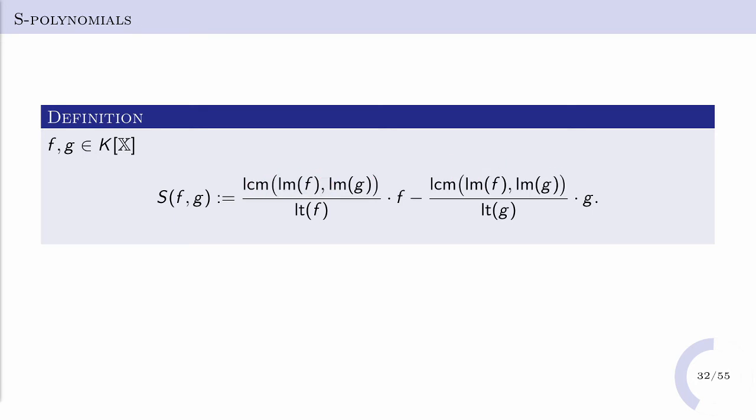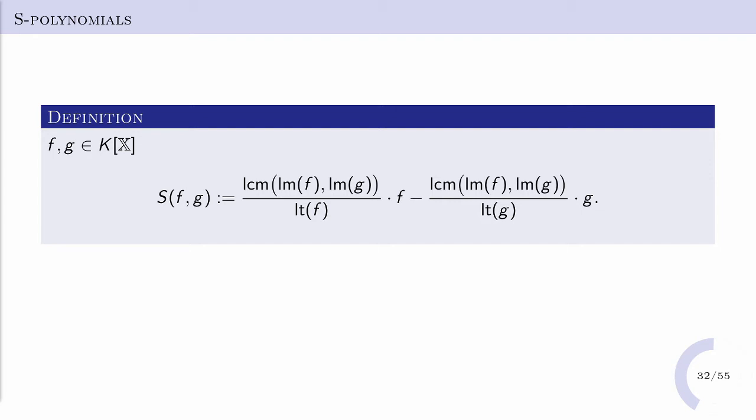In the numerators of both these fractions, we have the same expression, which is the least common multiple of the leading monomial of f and the leading monomial of g. Of course, this least common multiple is divisible by both of them. So here we divide by the leading term of f, and here we divide by the leading term of g, and we multiply once by f, once by g. This expression can be considered to be somehow related to the Bezout identity.